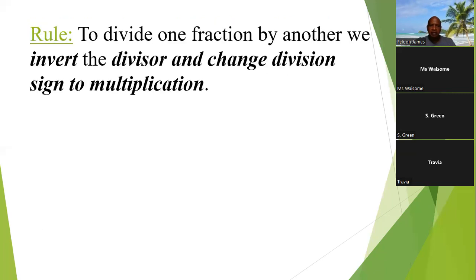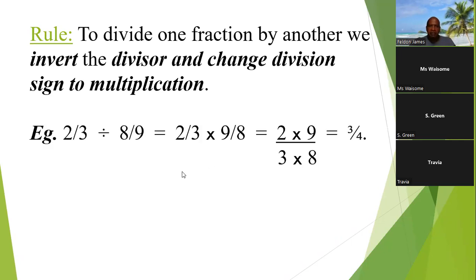All right, looking at division of fractions. Now to divide fractions, the rule states that we invert the divisor, change the division sign to multiplication, and multiply in the usual way. Here we have 2 over 3 divided by 8 over 9. Now we say that we need to do what? Invert the divisor and change the division sign to multiplication.